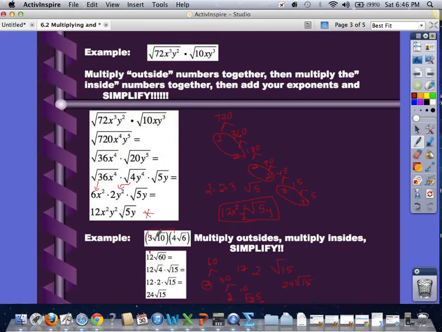If you wanted to put all this in your calculator, you'll get a decimal, and then check your answer to see if that's the same decimal. But you've got to be careful because it needs to be simplified, and if it's not, you'll get the same decimal. It just won't be simplified, and it still will be wrong. So just watch that. All right.